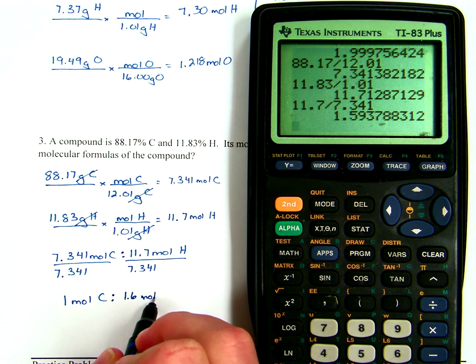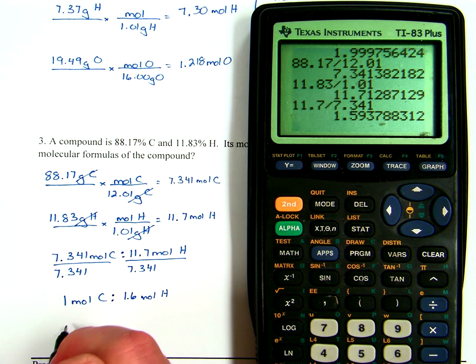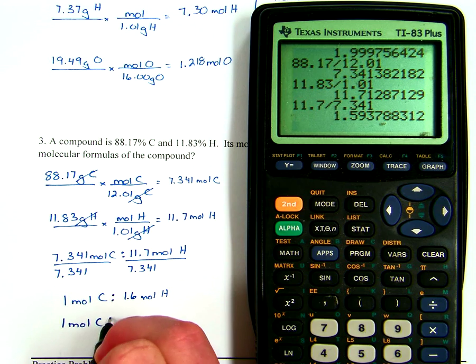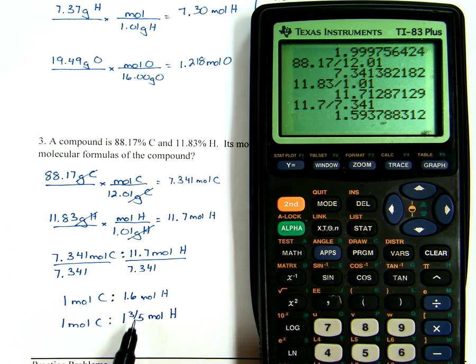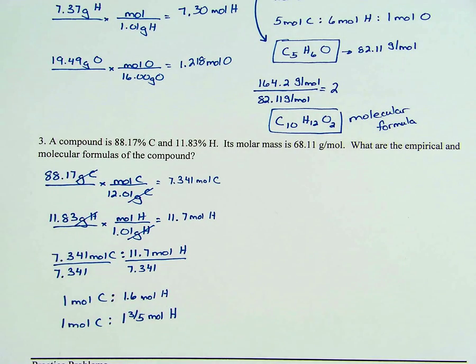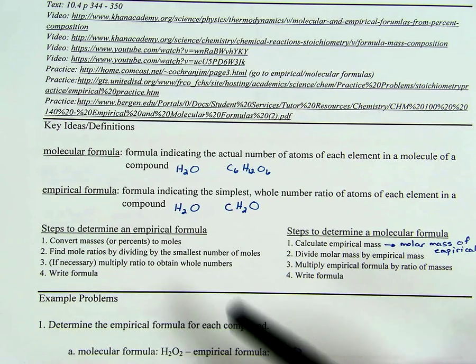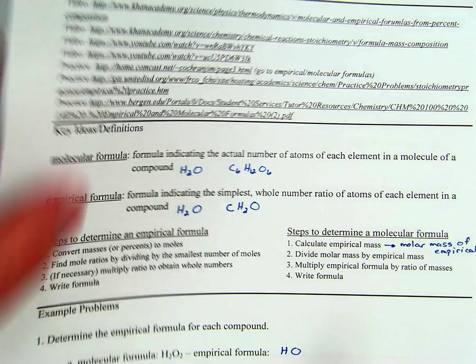If you think about the number 0.6, 6 out of 10, that's 6/10 or 3/5. So this would be the same thing if I wrote this 1 mole of carbon to 1 3/5 moles of hydrogen. 3 divided by 5 is 0.6, so this would be the same thing. This is obviously not a whole number ratio. So this is where I do need to do that if necessary step. If you don't remember it, I'll flip back here and you can take a look at it. This is step 3. It says, if necessary, multiply the ratio to obtain whole numbers. So I need to multiply this whole ratio, not just one of the numbers. I have to multiply the whole thing by some number that will make them whole numbers.